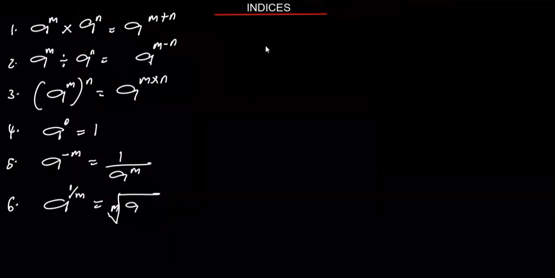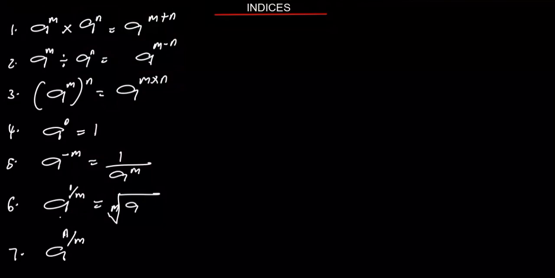Also, the seventh law: if I have a to the power of n over m, now what is here is not 1. We are now having a number n. What will I do? This number at the denominator you are looking at here will still become the root. So I'm still having the mth root of a, and this n will now become the power.